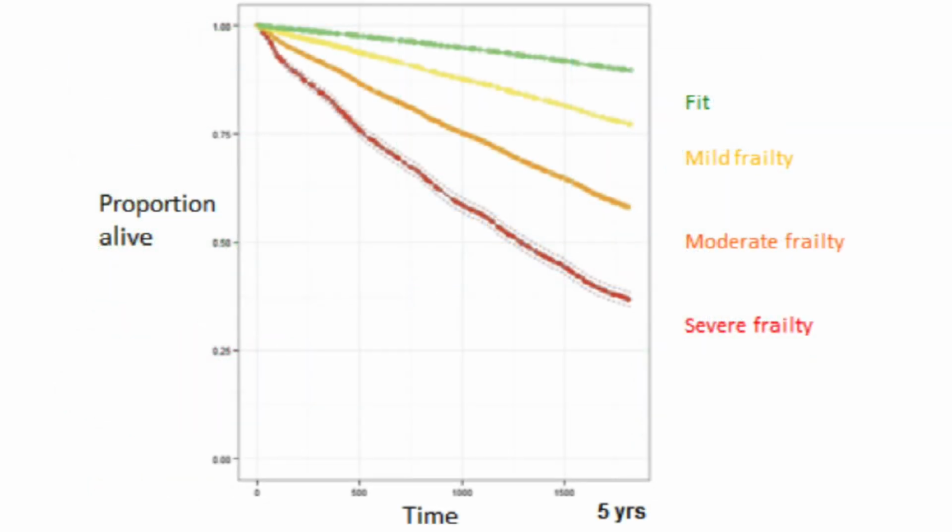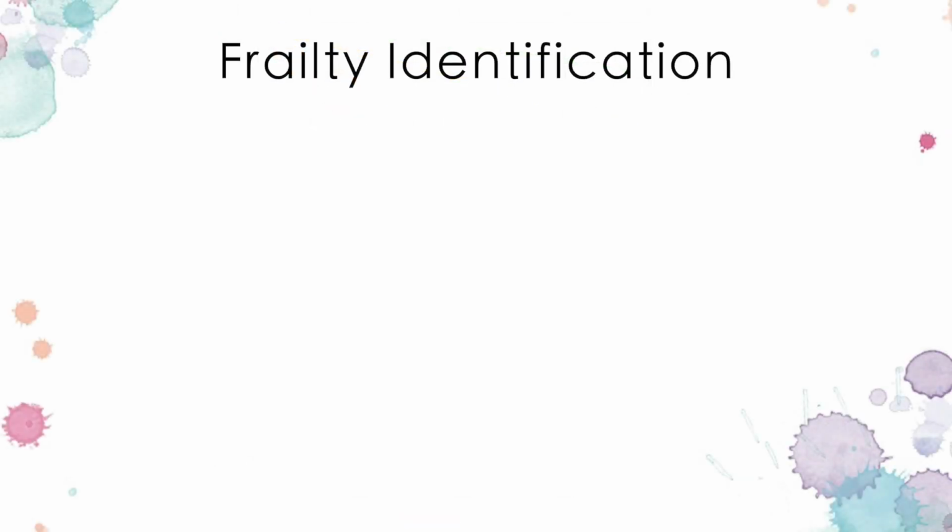So we can see here that classifying these patients as being mildly, moderately or severely frail links into their life expectancy. So for those who are severely frail, they do have a lower life expectancy, and we want to change this. We want to, with good management, improve their life expectancy and their quality of life.